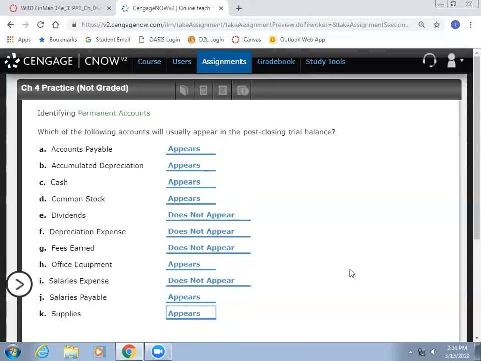So again, as long as, you know, it's probably shorter just to remember the temporary accounts, right? If you remember which ones are temporary, everything else is permanent. Yes, it really is helpful.